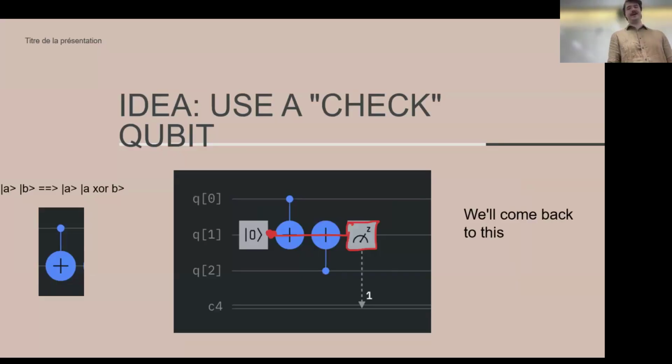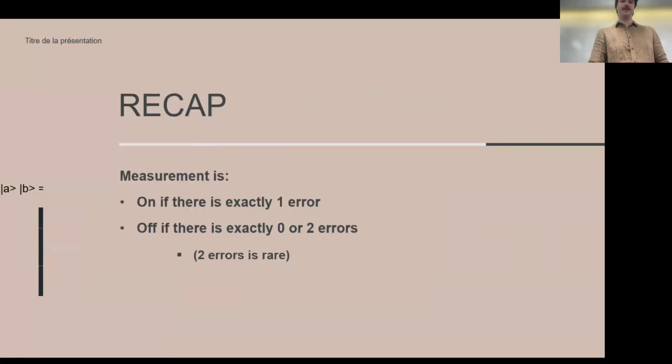Now, last, if there's an error on the check qubit in the middle, you can see it also turns on the meter. This case we'll come back to later; we don't really need to look at it right now. As a recap, the meter or the measurement is on if there's exactly one error, and is off if there's exactly 0 or 2 errors.